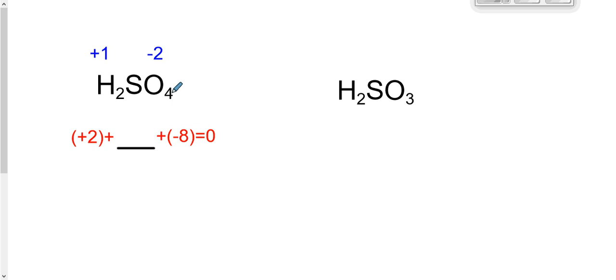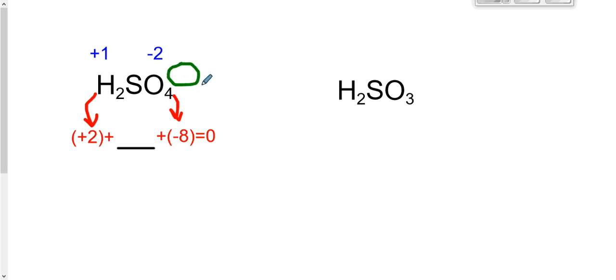4 groups of -2 gives us a total charge so far contributing to this molecule of -8. We also have 2 different hydrogens, each with a +1 charge. So 2 groups of +1 contributes a charge of +2. Overall, we notice that this atom doesn't have a charge. If it had a charge at all, it would have been written here, and it doesn't.